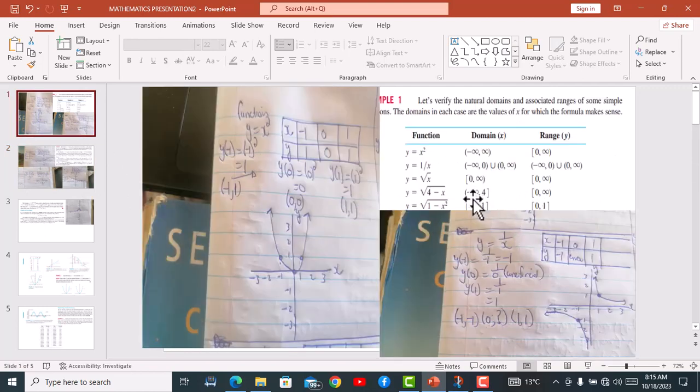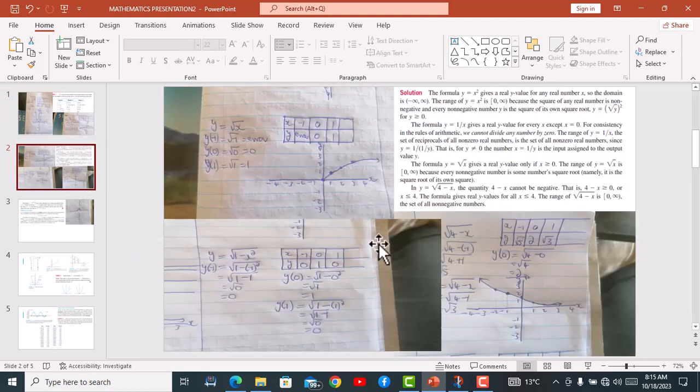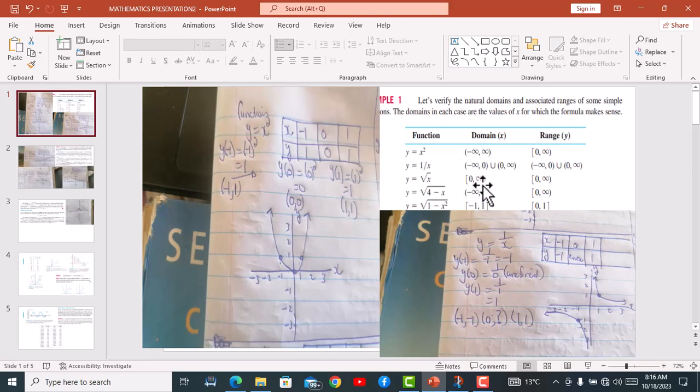Let's check. Yes, 4 is inclusive because you would say 4 minus x is greater or equal to 0. Therefore, you would take this one to the other side. Remember, you will say 4 minus x is greater or equal to 0. Therefore, you'll have x should be less or equal to 4. So 4 is inclusive. Hence, we are saying here that the value of 4 is inclusive. The graph is defined at x equals 4.